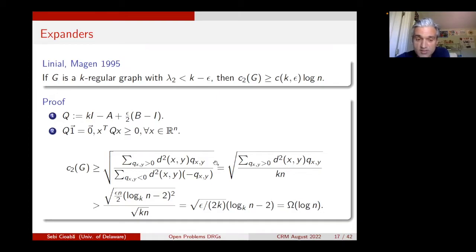So once you do the calculation, and you use the definition of B, the fact that in B you have one entry whenever the vertices are far apart, and far apart means distance bigger than log_k of n minus 2. You put this in, and one gets the lower bound of log n over log n.